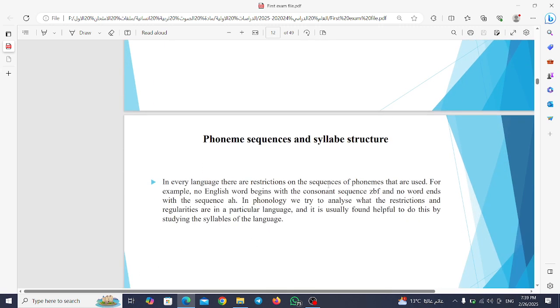Phoneme sequences and syllable structure. In every language, there are restrictions or limits on the sequences of phonemes that are used. For example, no English word begins with the consonant sequence ZBF. I have no English word that starts with ZBF. And no word ends with the sequence AH. In phonology, we try to analyze what the restrictions and regularities are in a particular language, because as we said, phonology is concerned with the patterning and distribution of speech sounds. So this is the main concern of phonology. And it is usually found helpful to do this by studying the syllables of a language.